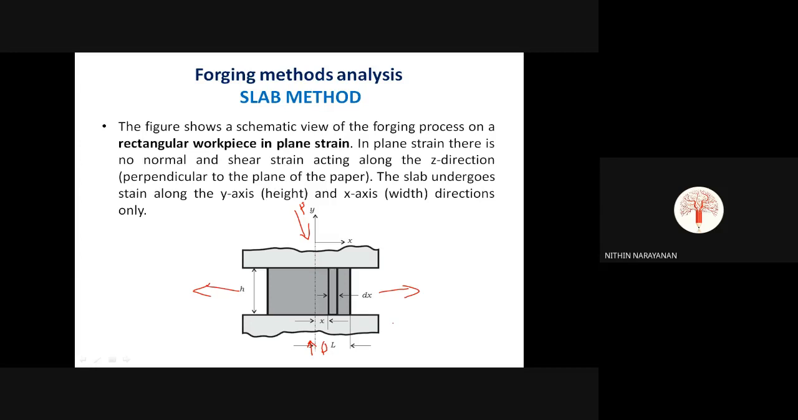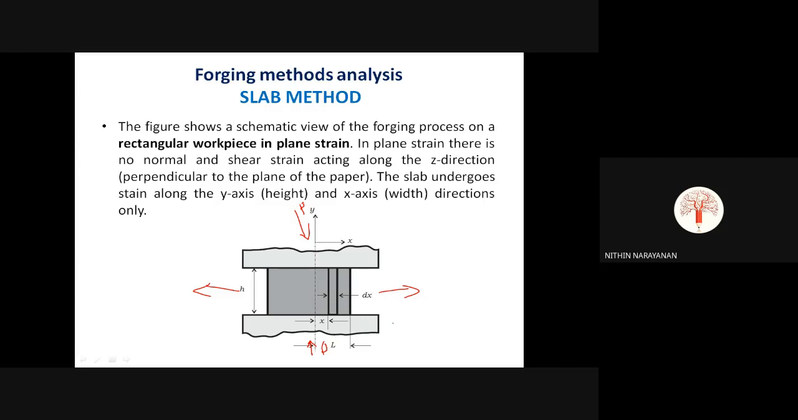As per your syllabus, we have only the slab method to study, and in that also only the rectangular plane strain condition. So in the slab method, only the plane strain condition we are discussing here. In plane strain, there is no normal and shear strain acting along the z direction. We are only considering the XY plane. The z direction means towards the screen, perpendicular to the plane of the paper. We are not considering that.